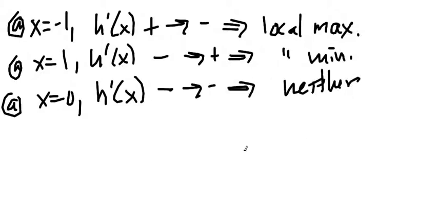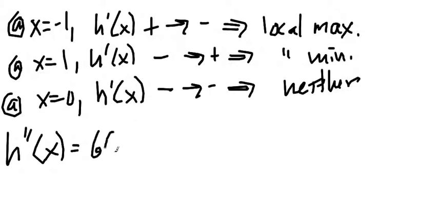Now if we applied the second derivative test instead, this is what we would obtain. The second derivative of our function is 60x cubed minus 30x.